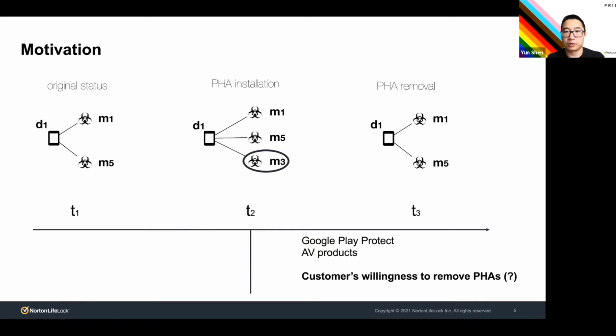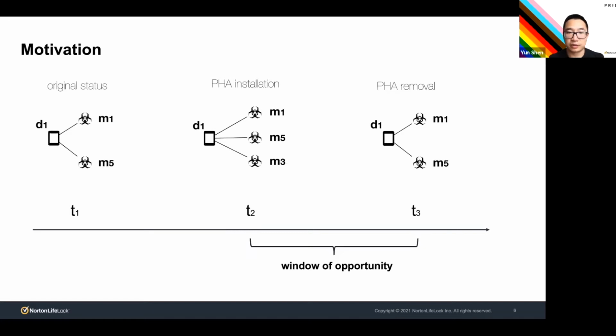However, due to Android security architecture, it requires the consumer's explicit permission to remove PHAs. That means the antivirus products are able to detect the PHAs and send warnings to the end user, and the end user has to explicitly say, yes, I want to remove this PHA, then the application will be removed. The consequence is that between the detection time, let's say time T2, and the removal time T3, it creates a window of opportunity. That means the PHAs are on your device and they can actually collect your data and do other things.